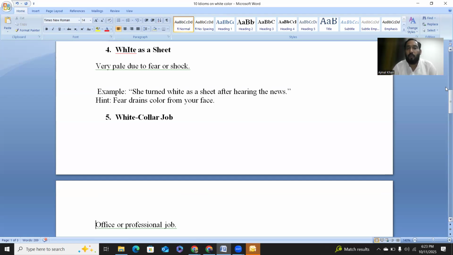And the next idiom on white color is white collar job. White collar job is an official job, a professional job in which your collar remains white. It does not get tainted, it does not get dirty. So it is an official, professional job where you remain in an air conditioned room, and your job is not a labor-type job.